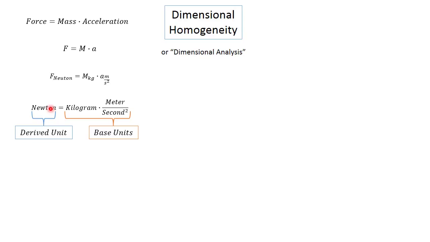But a newton, being a derived unit, is derived from everything on the right-hand side of the equation, the kilogram meter per second squared. So we need to break this down into base units before we can make the assessment of dimensional homogeneity, that the right-hand side equals the left-hand side. We're going to replace the newton with its base units, kilogram meters per second squared, and we can now assess that the right-hand side and the left-hand side of the equation are the same.